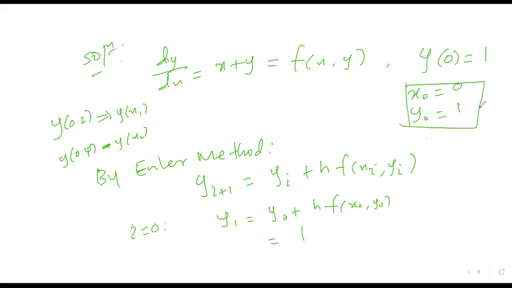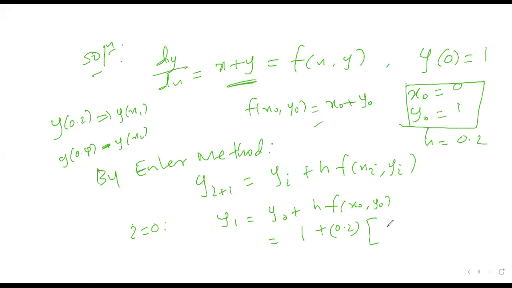Just box it so you can see it easier. That's y0, which is 1, plus h, which is 0.2, times our function, f of x0, y0. Write the details carefully so you won't miss anything and won't make any mistake. Even though your answer is wrong, you may get some marks for these details.